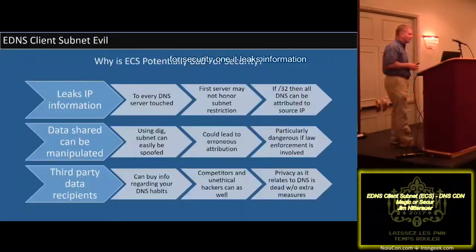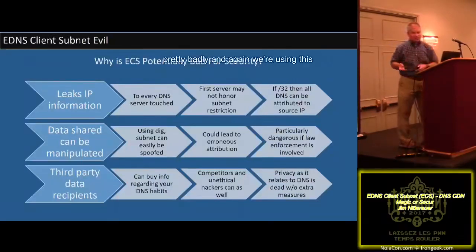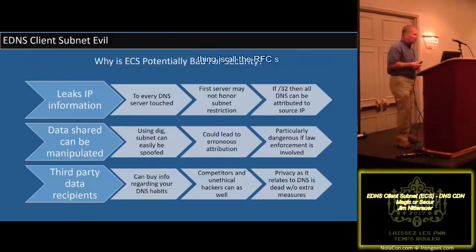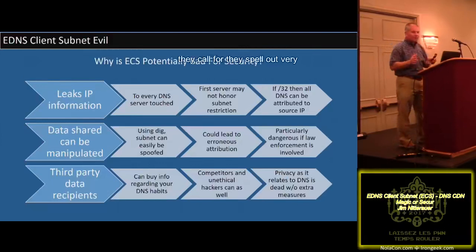So why is ECS bad for security? Well, one, it leaks information pretty badly. And again, we're using this ECS, EDNS client subnet, as an example of the greater problem with option codes in the EDNS0 packets. So it leaks information. Every DNS server in the chain that's touched gets access to your client IP if it wants it. There's no way to honor any subnet restrictions. The interesting thing is the RFCs spell out very clearly that these are privacy concerns. You can read the text.